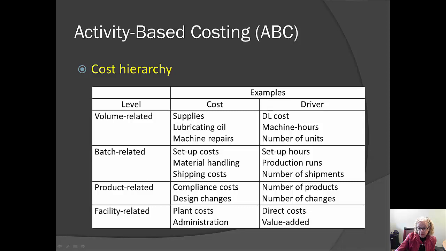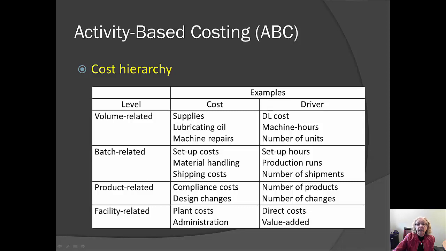Another interesting thing about activity-based costing that does not happen with other cost allocation methods is the idea of a cost hierarchy. A single plant-wide rate and departmental allocation rates use volume-based drivers, usually either machine hours or labor hours or labor costs or number of units to allocate all of the costs in a single plant-wide pool or in departmental pools. However, not all costs are volume related.